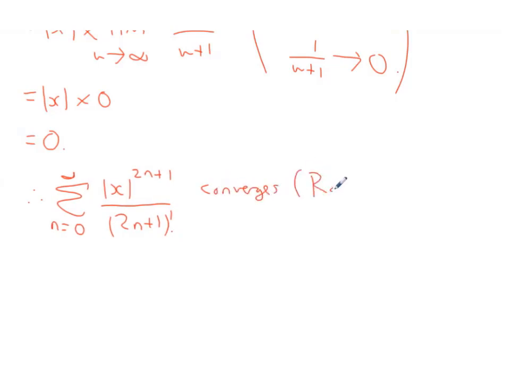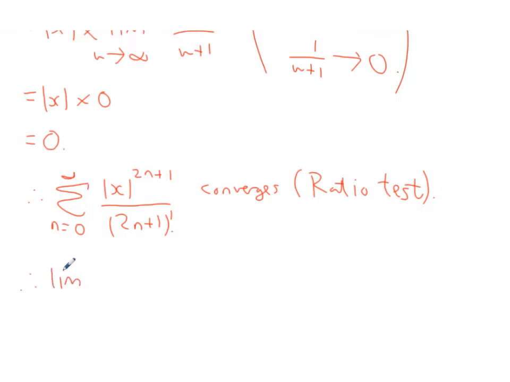And that was the ratio test. It's actually a very useful result. So basically, if you have any series that is the absolute value of x to a power over the same power factorial, that will always converge. And the ratio test is the way that you show it.